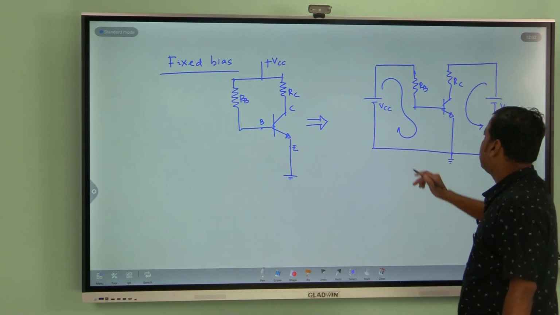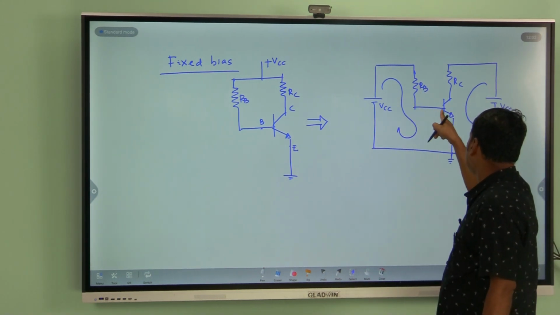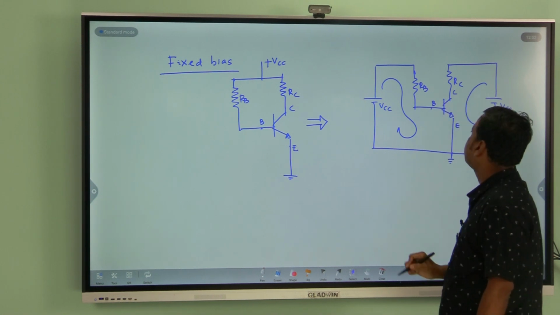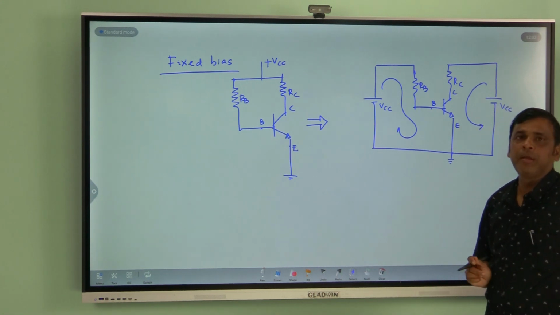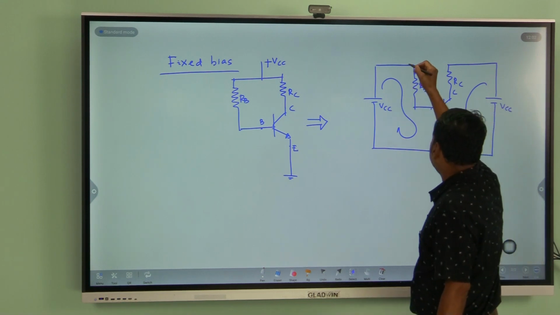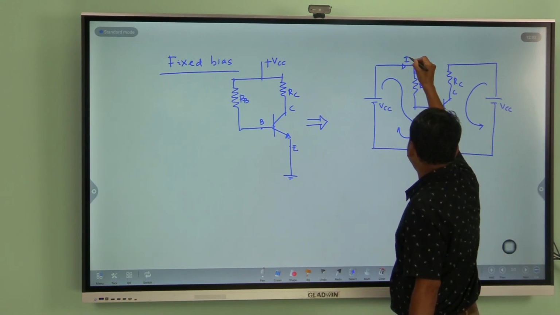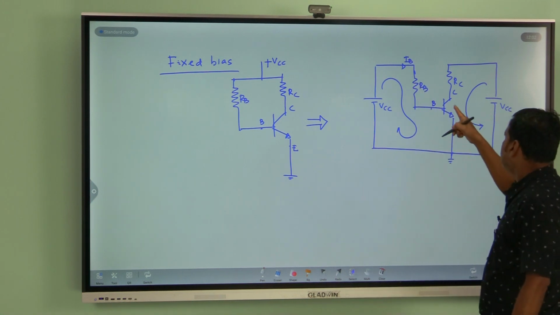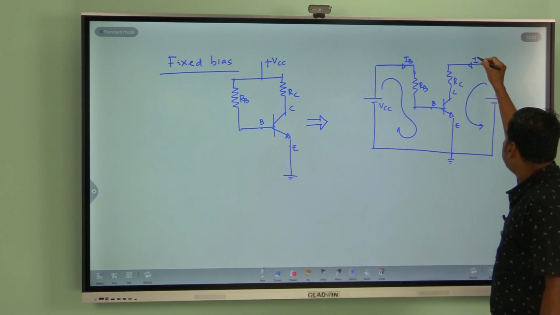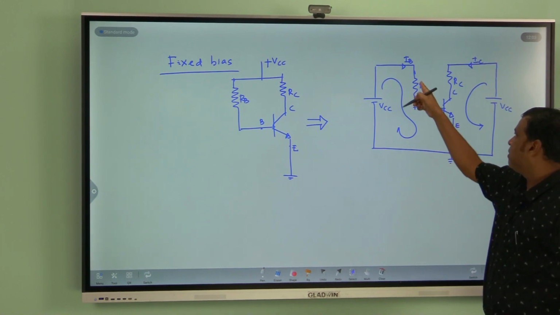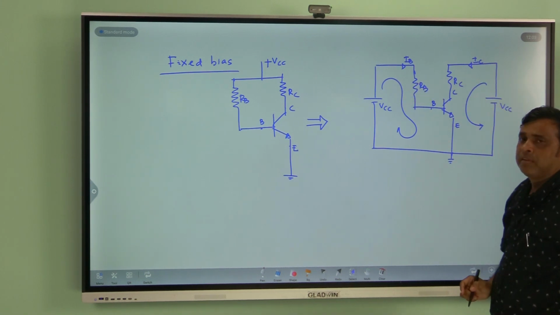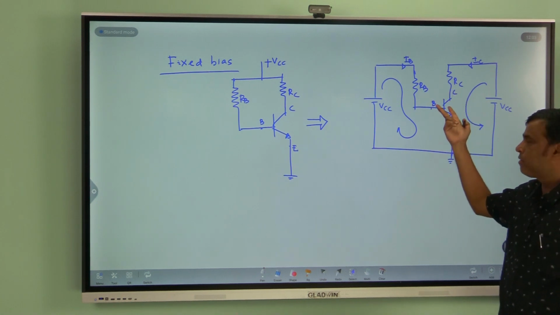Look at this, this resistor is connected to the base, this is your base, this is your emitter and this is your collector. Already I told you there are 3 currents: base current, emitter current and collector current. Since this terminal is connected to the base, the current flowing through this is your base current IB. Since this terminal is connected to the collector, the current flow is nothing but the collector current IC. Here there is a resistance RC. Only 2 resistances are present in the fixed biasing scheme.